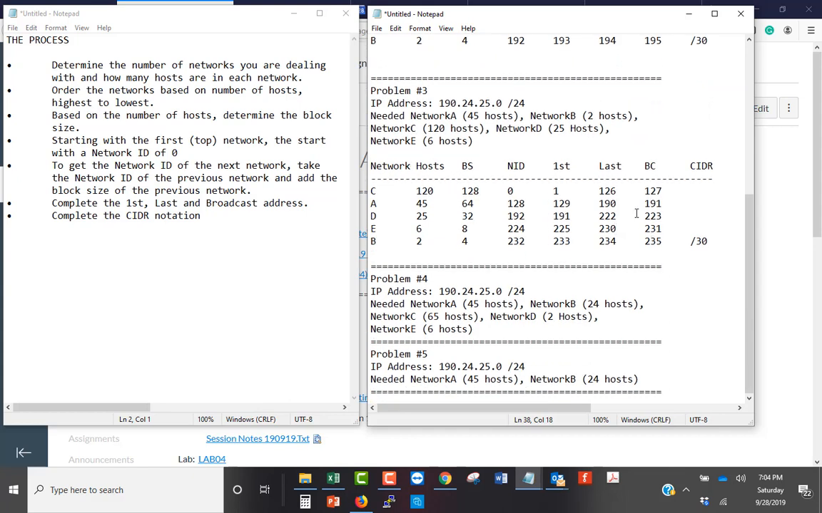Okay, and we'll finish our CIDRs at /25, /26, let's see, what is that, /27. Then finally we've got 8, and that's going to be a /29. Okay, so there's your answer for problem number 3. Let's move on to problem number 4.